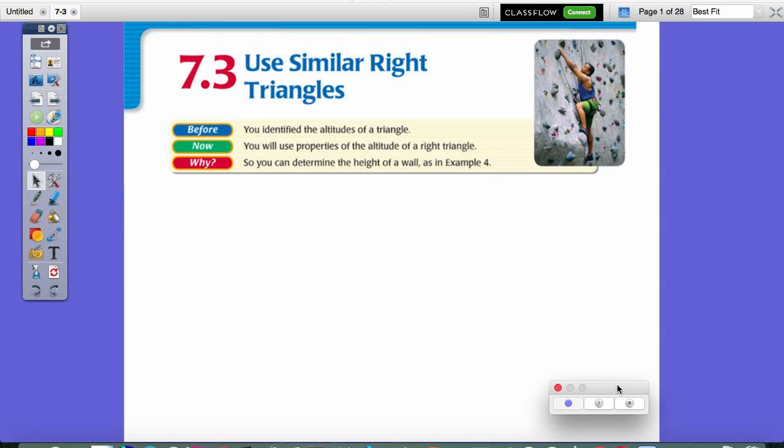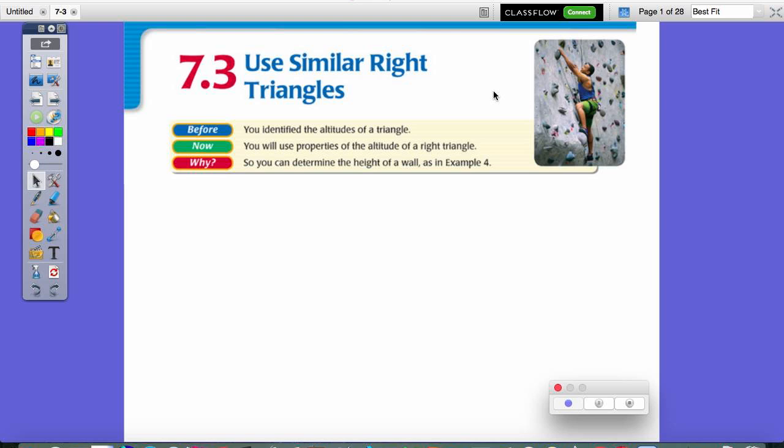Winter break and getting ready to jump right into our unit on trigonometry. And we're going to start with lesson 7.3, using similar right triangles. 7.1 and 7.2 were Pythagorean theorem, which we've already discussed in this class in the first semester.